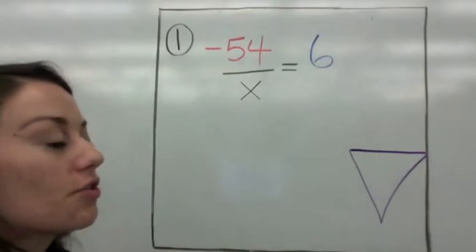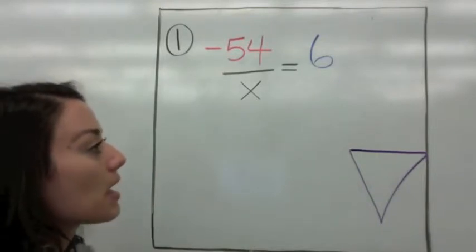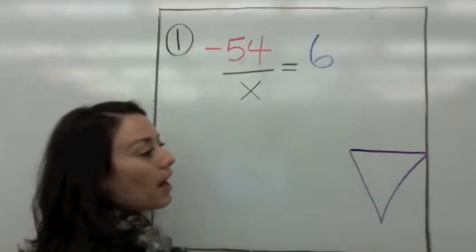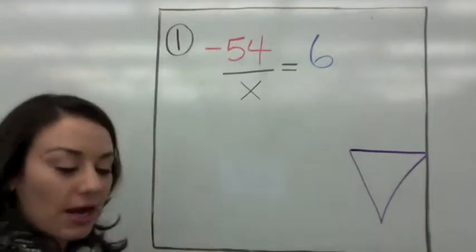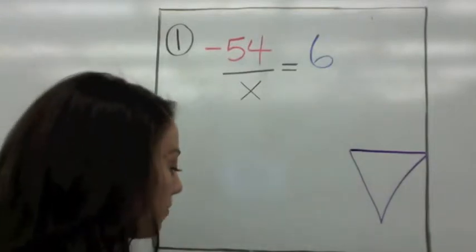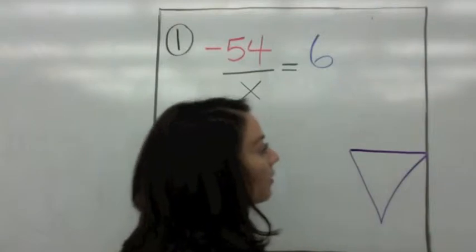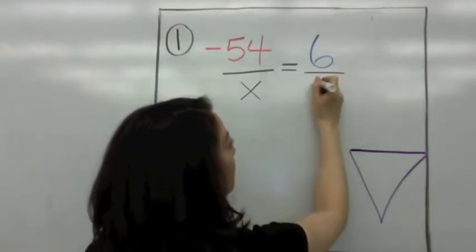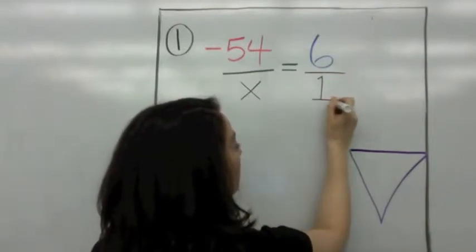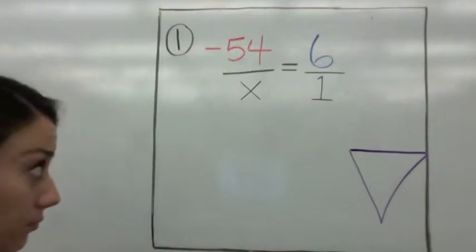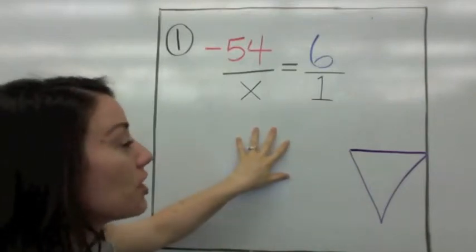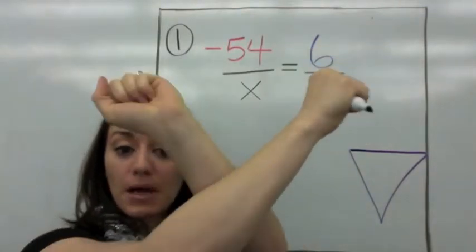The first thing we're going to do is make both sides look like a fraction. How do you make 6 a fraction? What do you put under it? The number 1. If you divide something by 1, that now is a fraction. Why did you do that? So that now you can cross multiply.